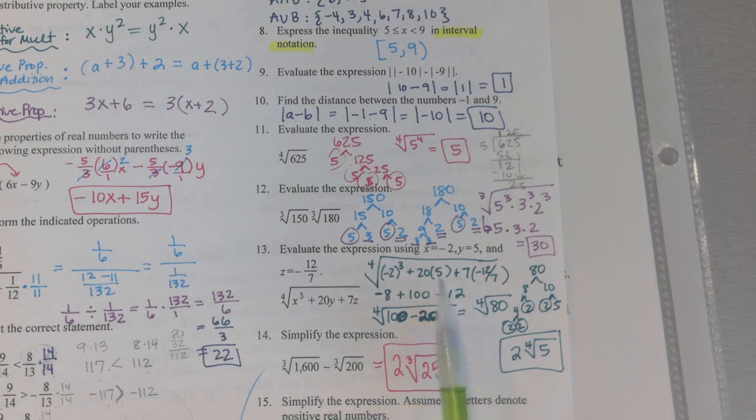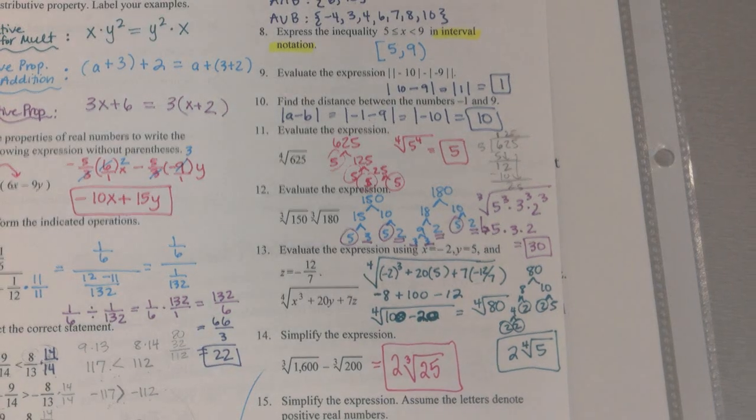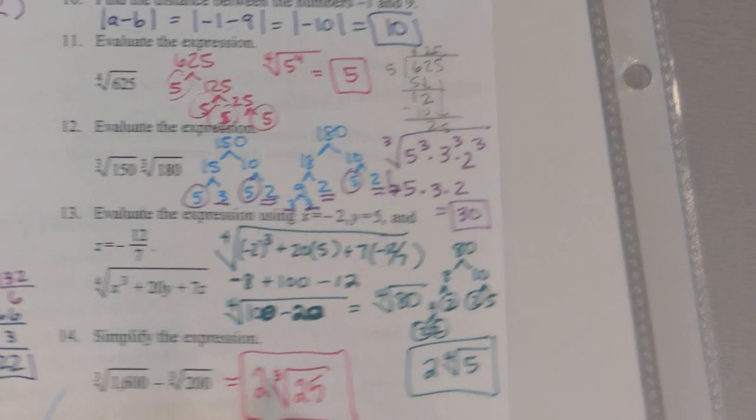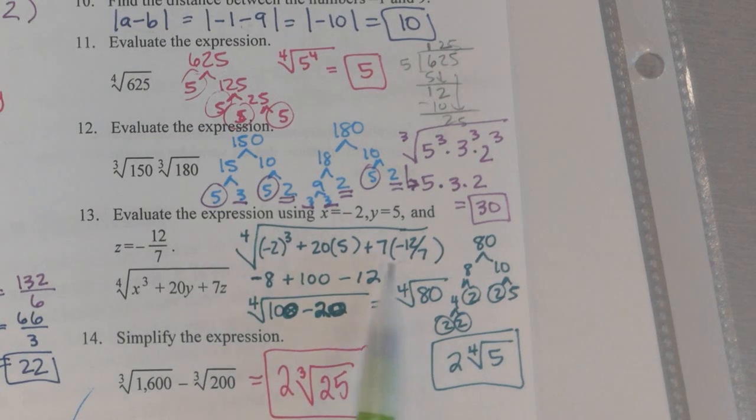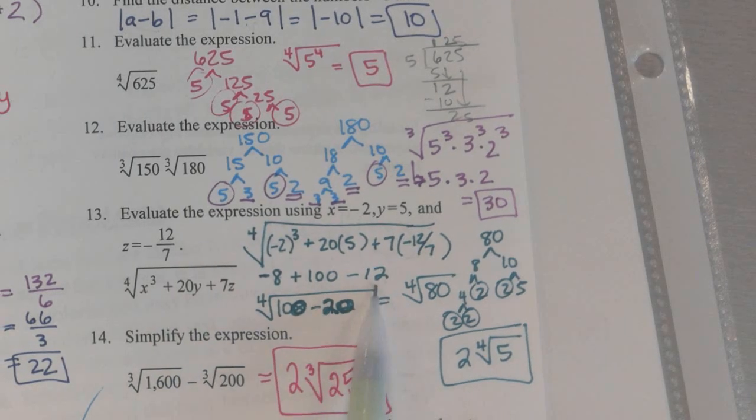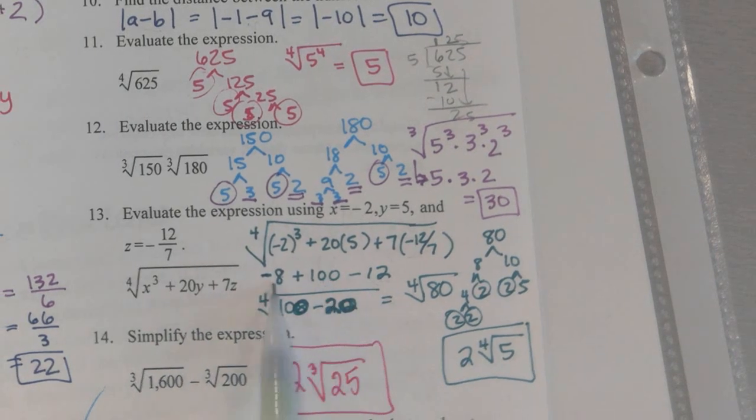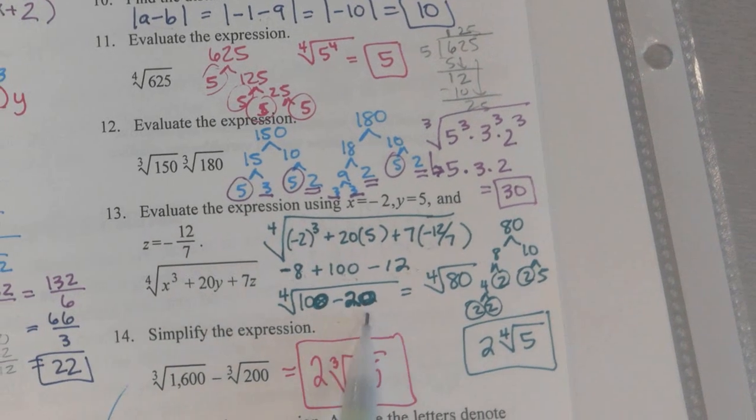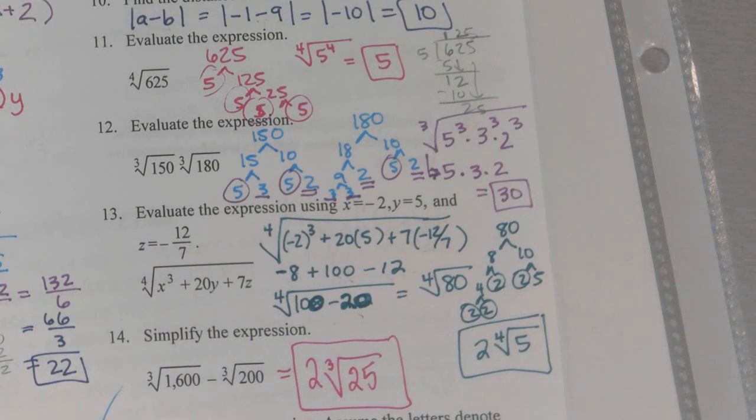This one is nice because what happens when you multiply 7 by negative 12 over 7? They cancel out, so you have negative 12, okay? So you have negative 8 plus 100 minus 12. It doesn't matter how you do that. I just said, okay, that's 100 minus 20. So now I have the 4th root of 80.